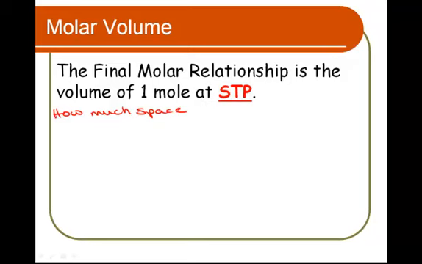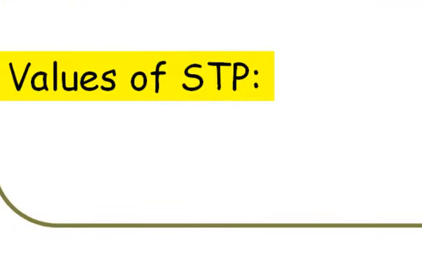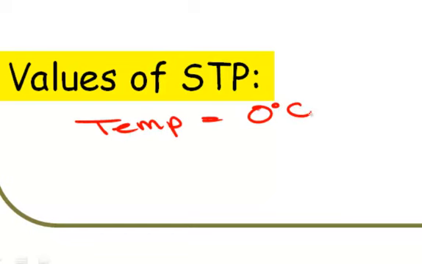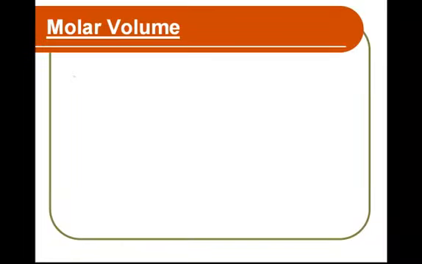STP stands for standard temperature and pressure. Our values of STP, our temperature, is 0 degrees Celsius. And our pressure is 1.00 atmospheres. 1 mole of any gas occupies 22.4 liters of space. And again, this is going to be another one of those always relationships.